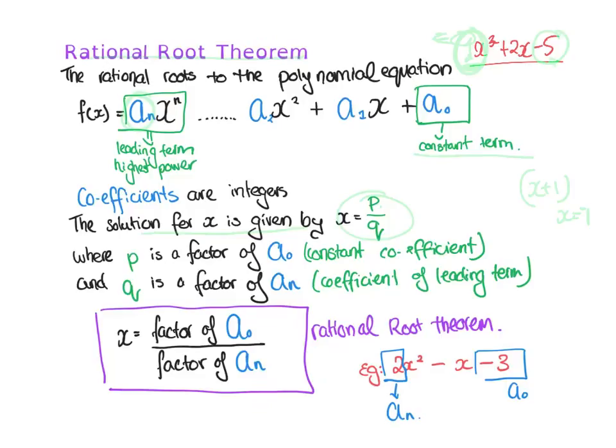is x will equal a factor of the constant number, so say my example here now would be -3, over a factor of the coefficient of the leading term, so over here it would be factors of 2. So factors of -3 could be plus or minus 1 and plus or minus 3. And factors of 2 could be plus or minus 1 and plus or minus 2. So there's a few combinations. We'll do an example on the next page.